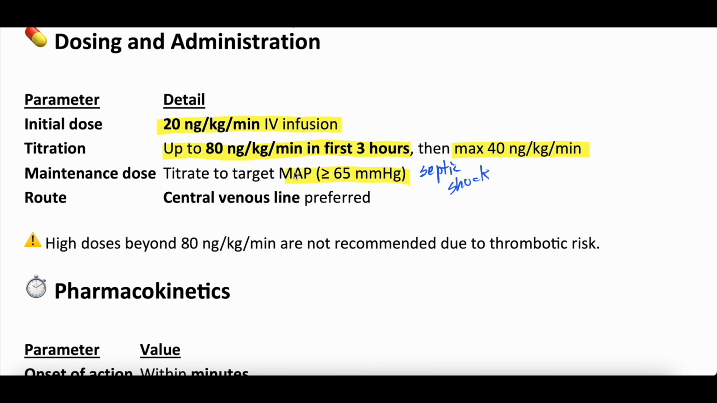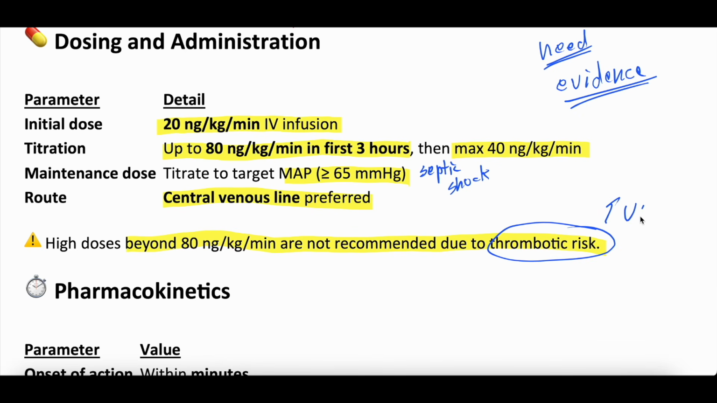Okay, and then it's most often given through a central line rather than a peripheral IV. This is a newer medication, so there's not a robust pool of evidence here, either for giving it peripherally or for the dosing. So we definitely need more evidence to help drive some of these claims. But as it goes right now, it's preferred to be given through a central line. We already talked about the dosing, and high doses beyond 80 nanograms per kilogram per minute are not recommended because, as we'll talk about, there is a thrombotic risk, an increase in venous thromboembolism and blood clotting. Again, we'll talk more about that.